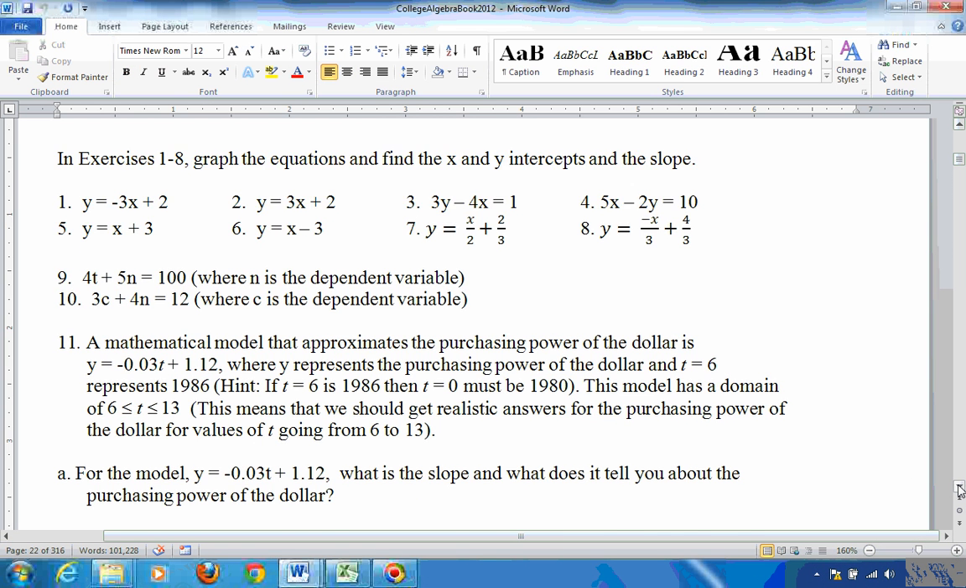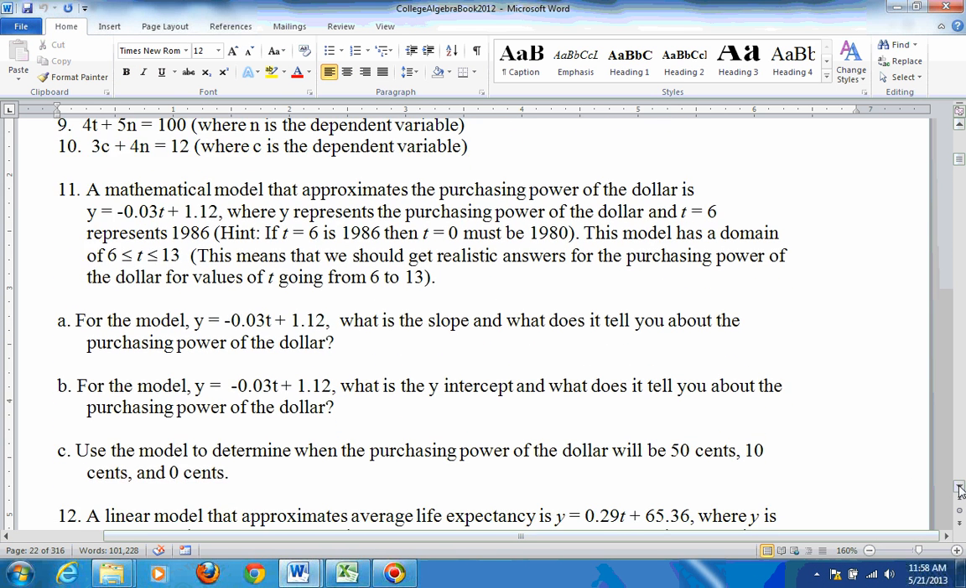11 says a mathematical model that approximates the purchasing power of the dollar is given by this equation right here. It's a linear equation, where y represents the purchasing power of the dollar, t equals 6 is 1986. And a hint here: if t equals 6 is 1986, then t equals 0, which is 6 years earlier, must be 1980. That helps to know because that will tell you your slope, your y-intercept.